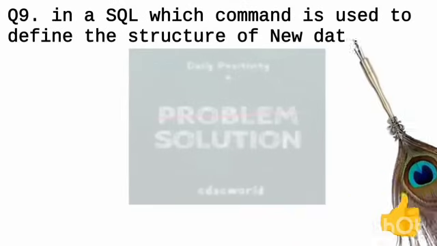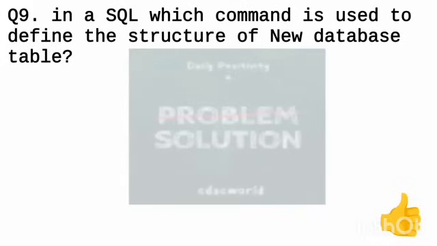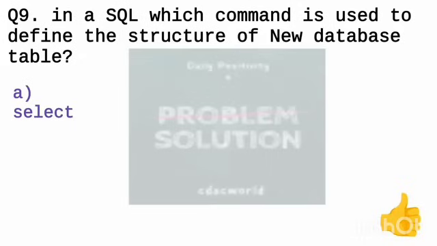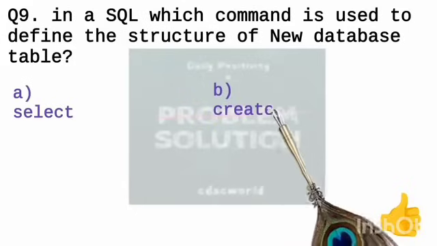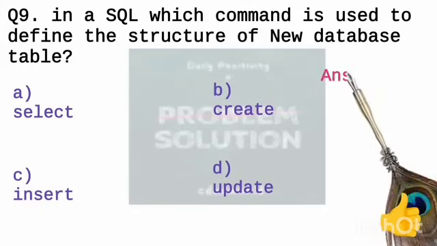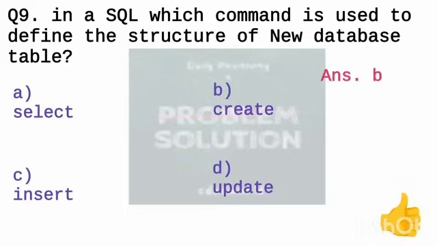Query number 9. In SQL, which command is used to define the structure of a new database table? Option A, select. Option B, create. Option C, insert. And option D, update. And the answer is B, create.